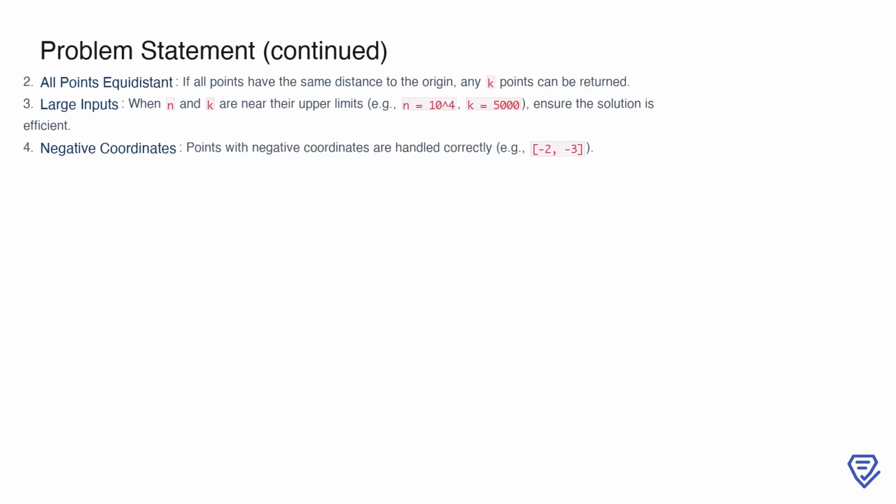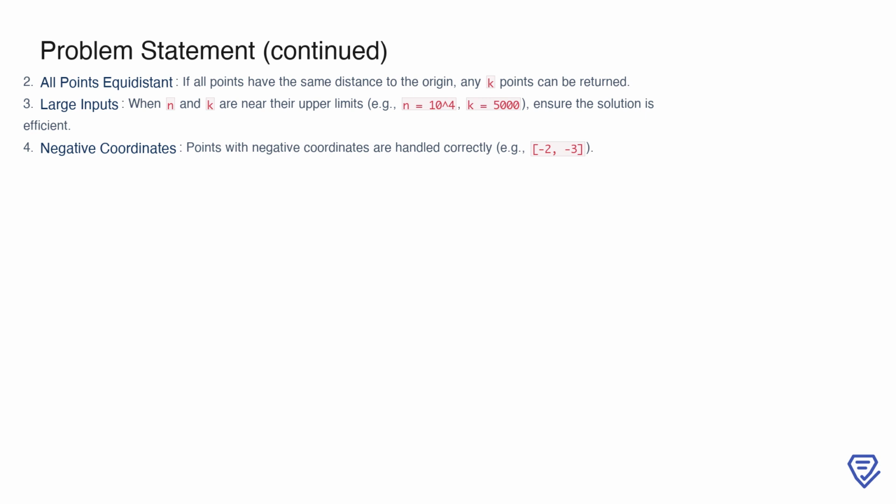There are a few constraints and edge cases to keep in mind for this problem. First, the value of k will always be between 1 and n, where n is the total number of points, and n can go up to 10,000. The coordinates of each point, x_i and y_i, are integers that lie within the range of -10,000 to 10,000. The uniqueness of the result is guaranteed, so there is no ambiguity in the solution.